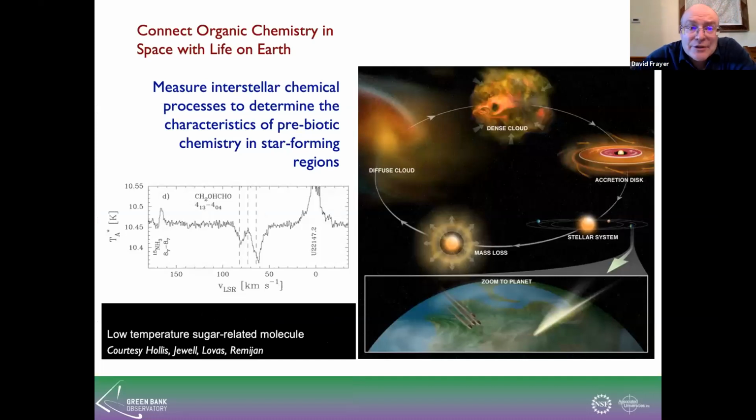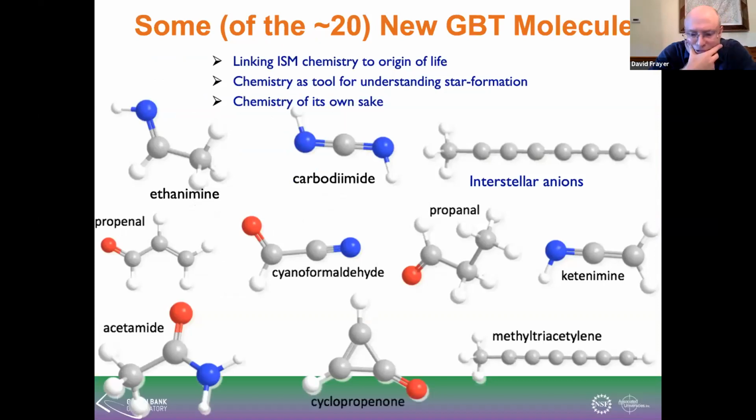Chemistry. I mean, the main goal, one could argue, with a lot of the chemistry that's being done, is trying to connect the chemistry in space with how life got the fundamental building blocks to form on Earth. And this is, again, a little bit outdated. I should update it. But there are 20 plus new molecules that have been discovered by the GBT. And they're not just simple two-atom molecules now. A lot of these are quite complex molecules.